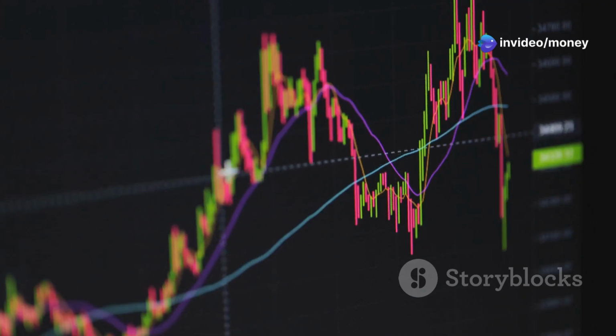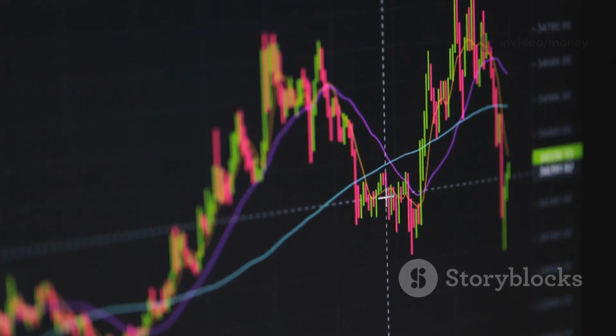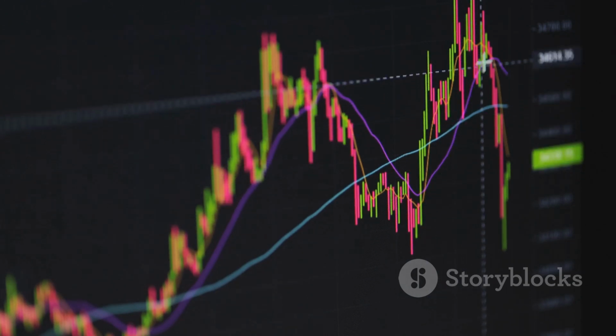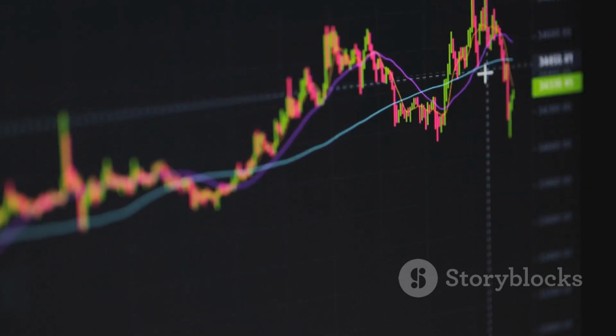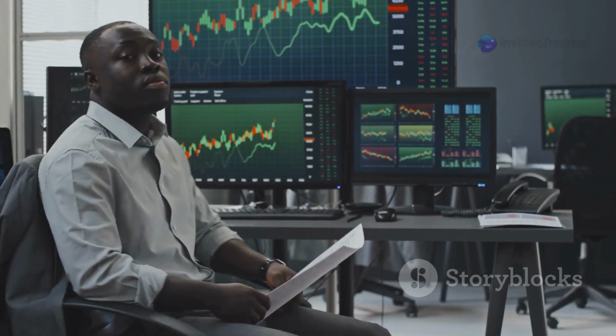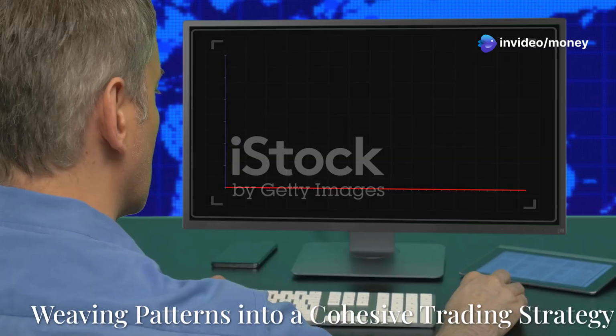Similarly, using indicators like moving averages or the MACD can help confirm the trend direction and momentum shifts suggested by the candles. Combining these tools creates a robust, multifaceted approach that improves the quality of your trading decisions.